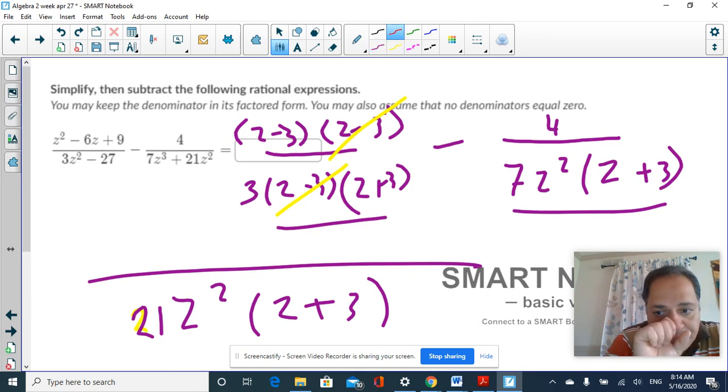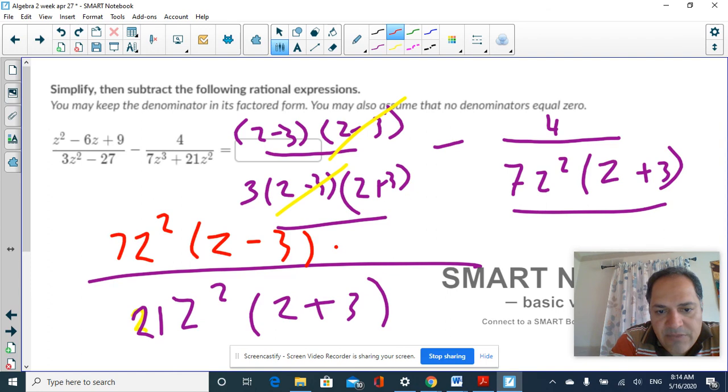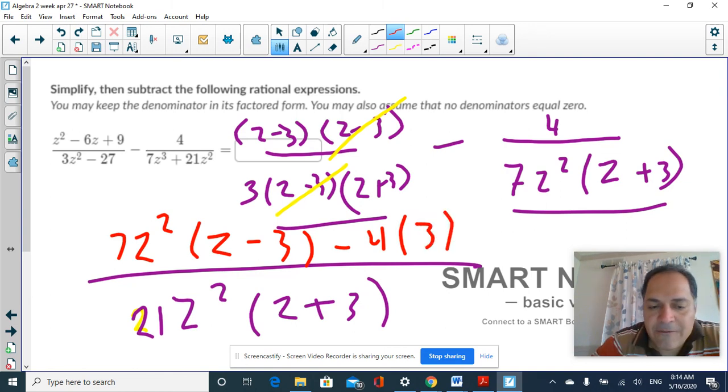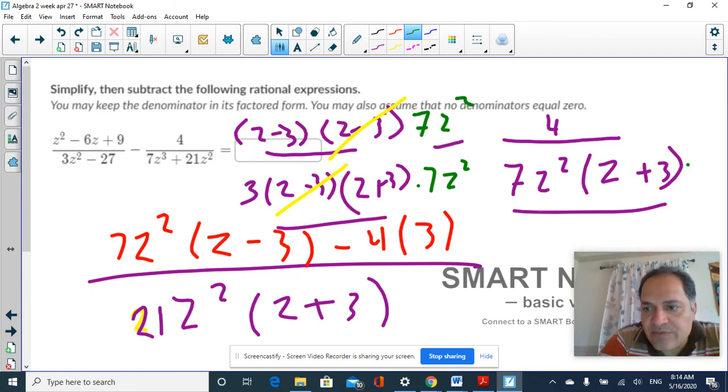The top will be what you're missing here. 21 divided by 3 is 7. And z squared. So 7z squared multiplied by z minus 3, because we cancel this part. Minus 4 multiplied by what? If you look, compare. Yes, just 3 multiplied by 3, because 21 divided by 7 is 3 only. Or as we said before, you have to multiply here by 7 and z squared, bottom and top. Here what you're missing, only 3 multiplied by 3.